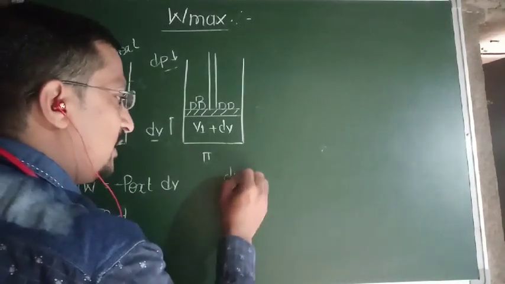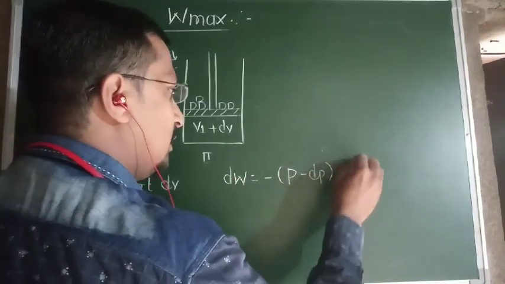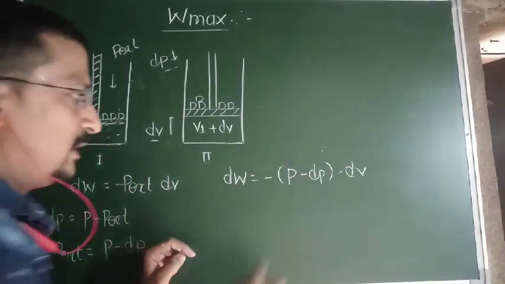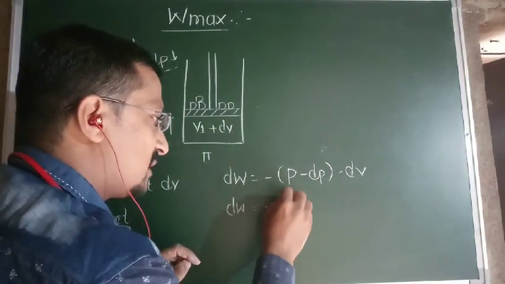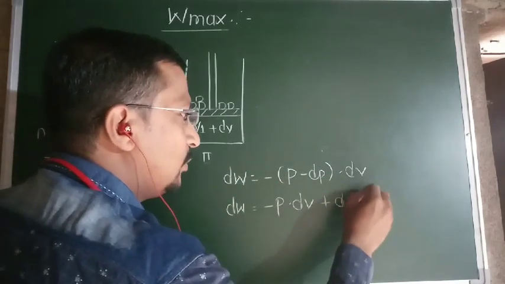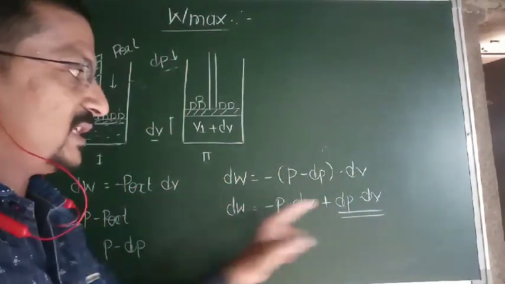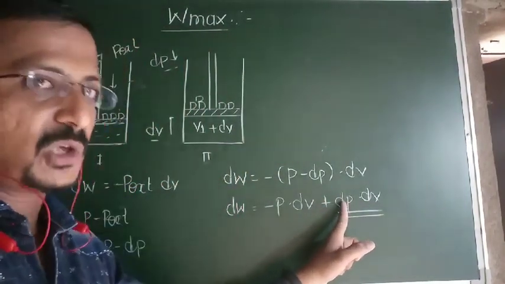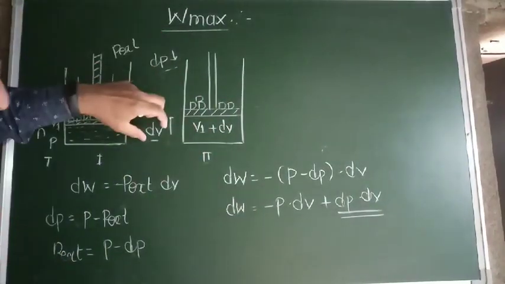We can write dW is equal to minus into bracket P minus dP into dV. Just solve the bracket. It becomes dW is equal to minus P into dV and minus minus plus dP into dV. If you consider this one, dP, it is the small change in pressure. dV, small change in volume. See, small change in pressure, small change in volume.